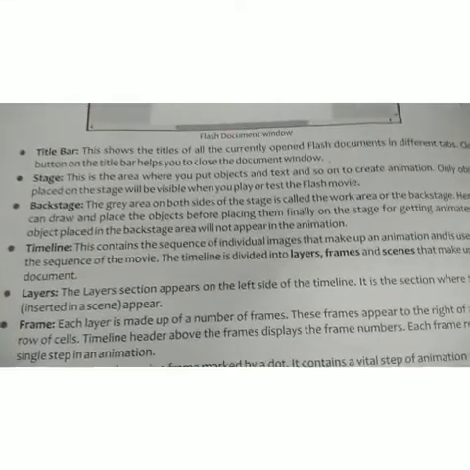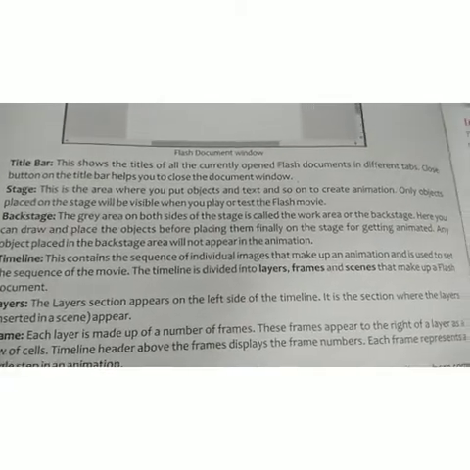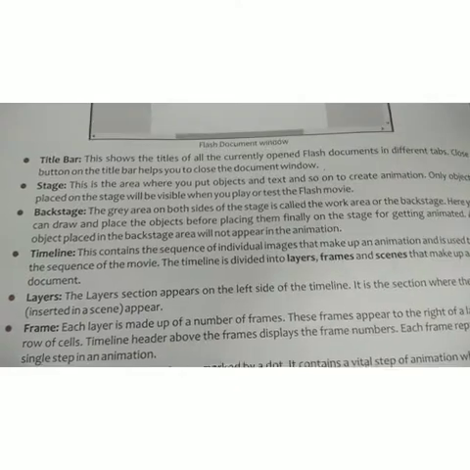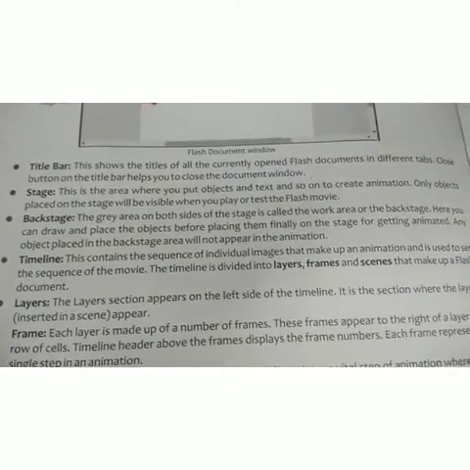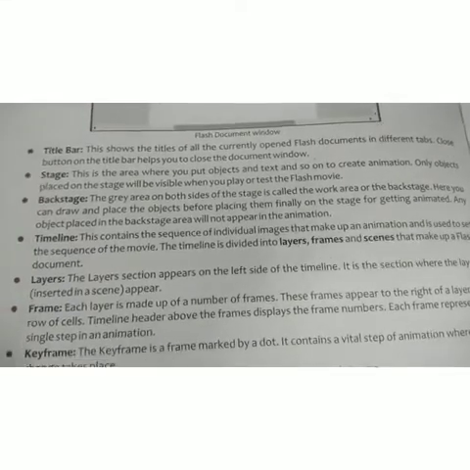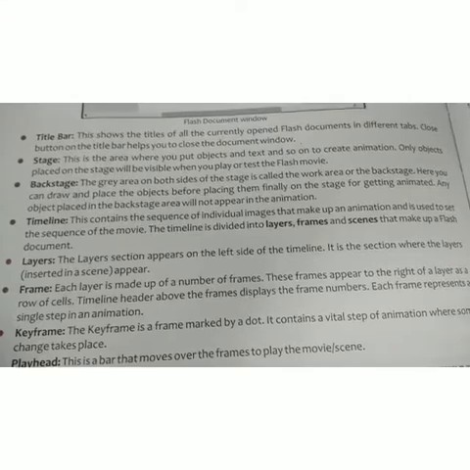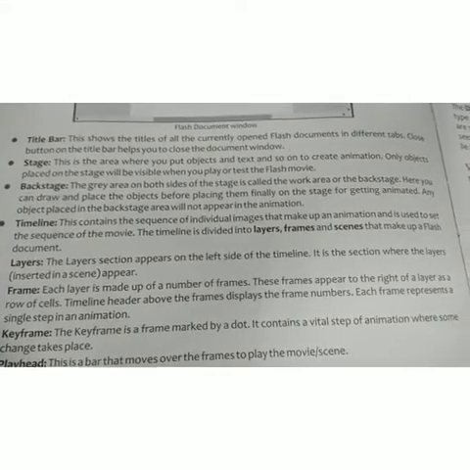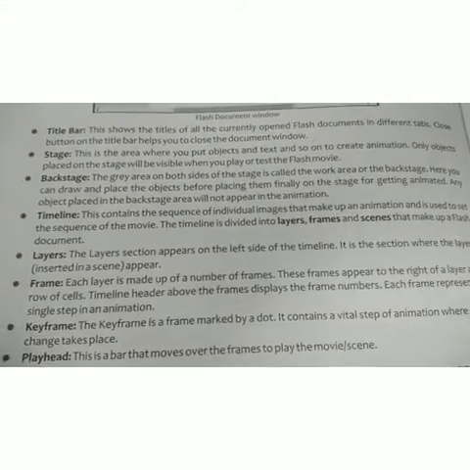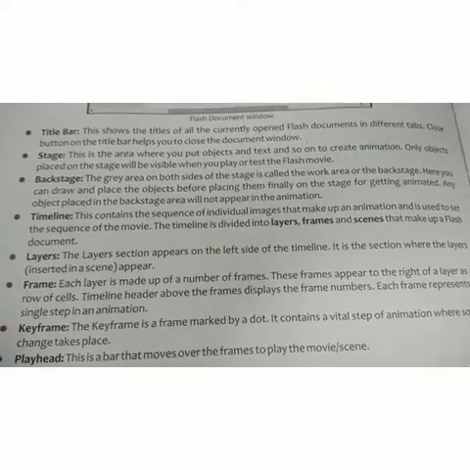Okay. Now next frame. Each layer is made up of a number of frames. These frames appear to the right of the layer as a row of cells. The timeline header above the frames displays the frame numbers. Each frame represents a single step in an animation. Now next keyframe. The keyframe is a frame marked by a dot. It contains a vital step of animation where some change takes place. Okay. Now playhead. This is a bar that moves over the frames to play the movie scenes.